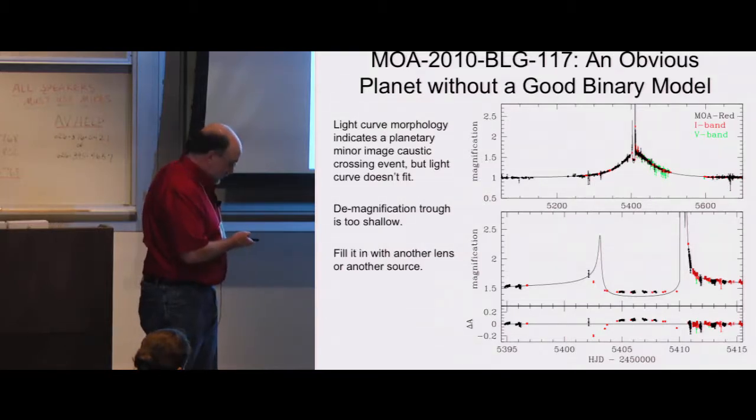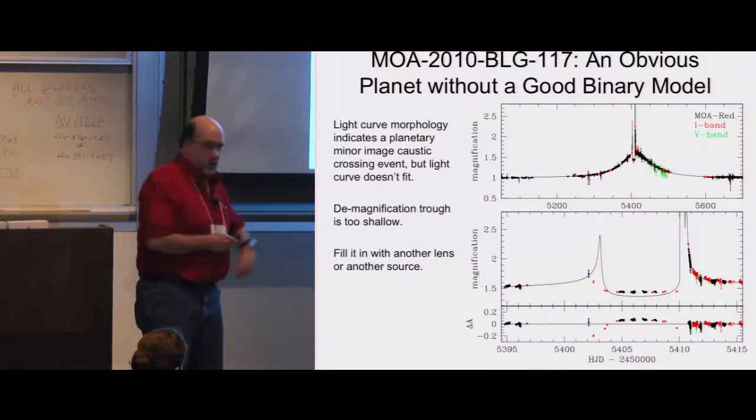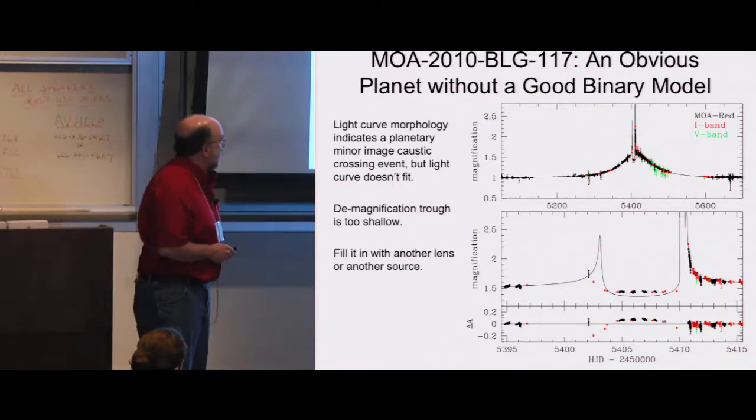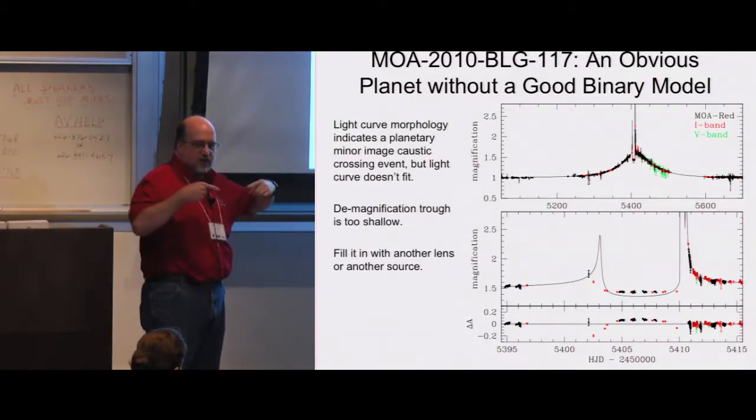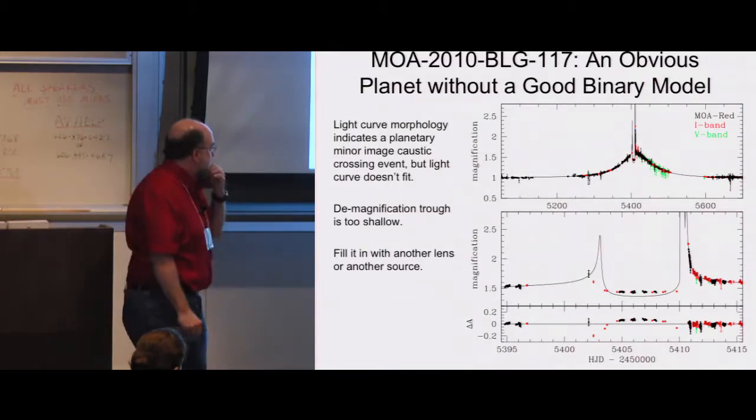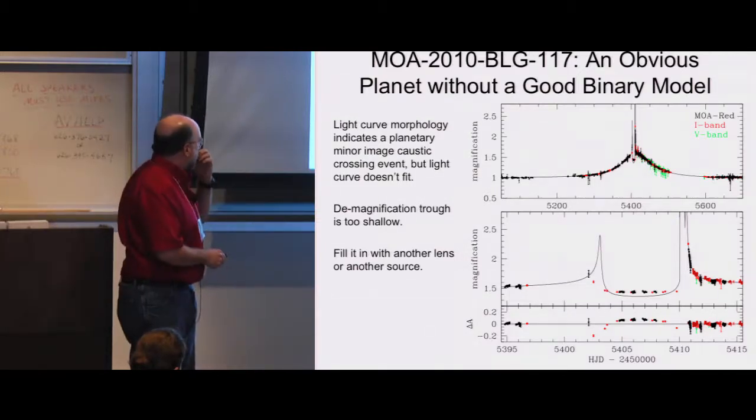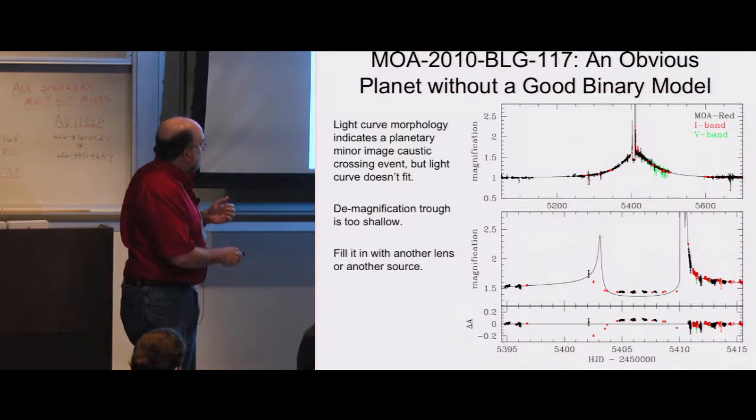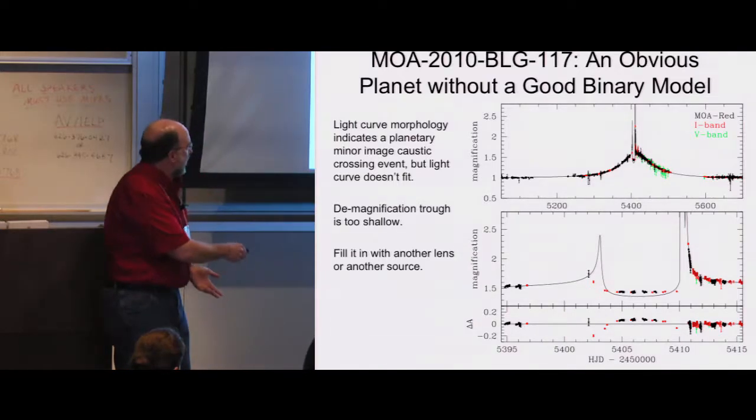All right, so here's the one event with binary source and a planet. And this one was a bit of a puzzle in the beginning because people looking at the light curve by eye said, oh, this looks like a classic case of crossing the two minor image caustics. But people modeling it found that model did very poorly. Basically the models look like this. They couldn't reproduce the brightness here. The models wanted to basically kill that minor image and drop the brightness more.